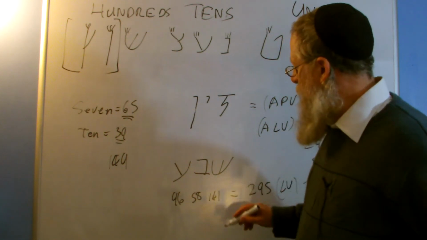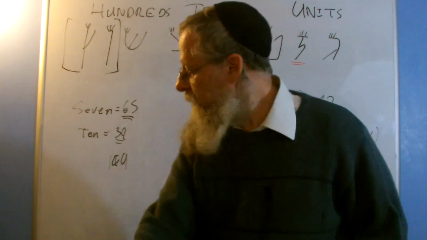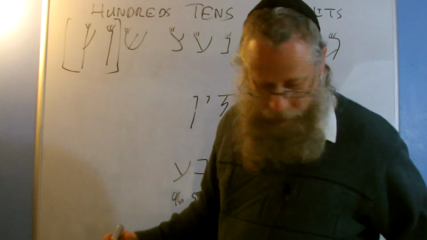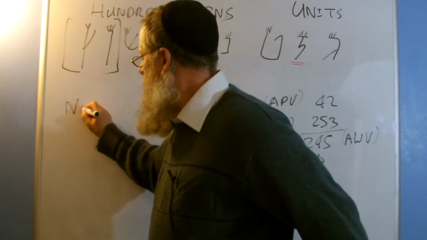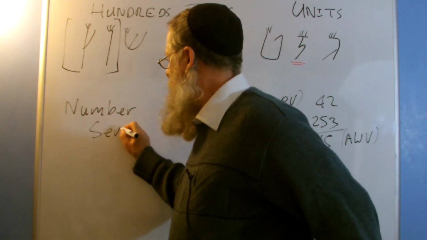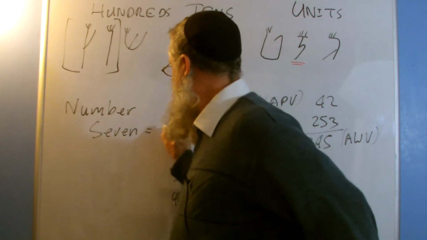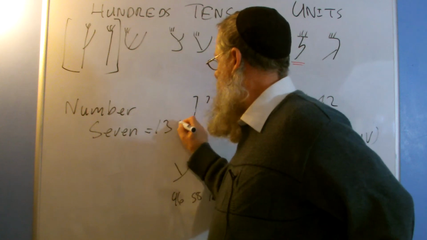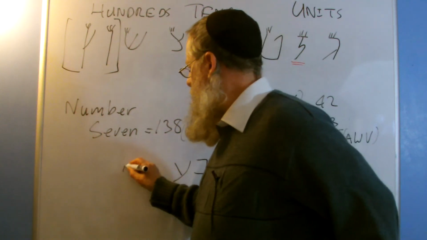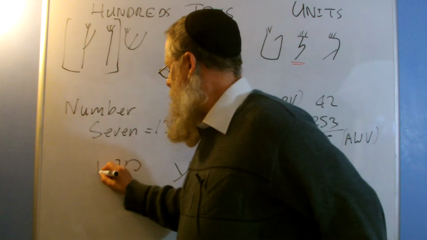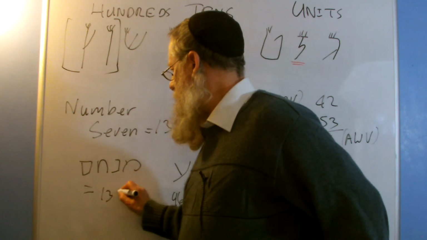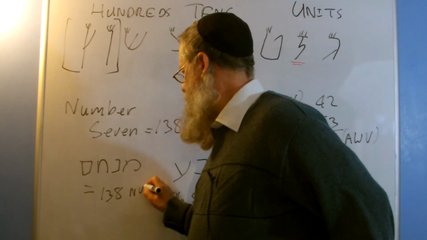Now, we go back to Menachem. If I was to write in English number 7, and work that out, I'll get 138. And that's the placement value. And Menachem in Hebrew is 138 using the normal value.